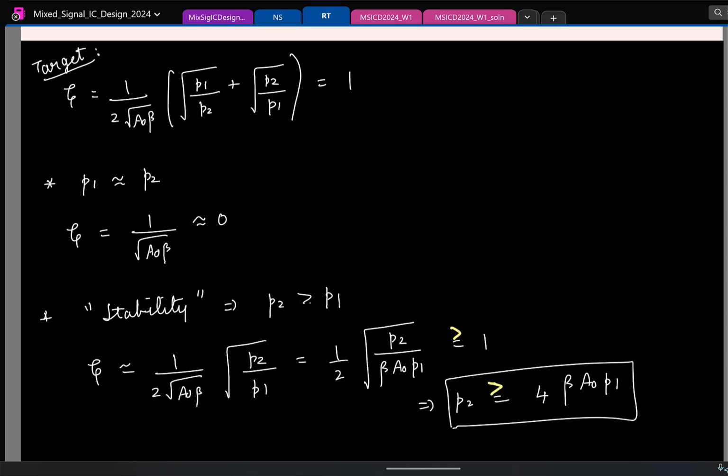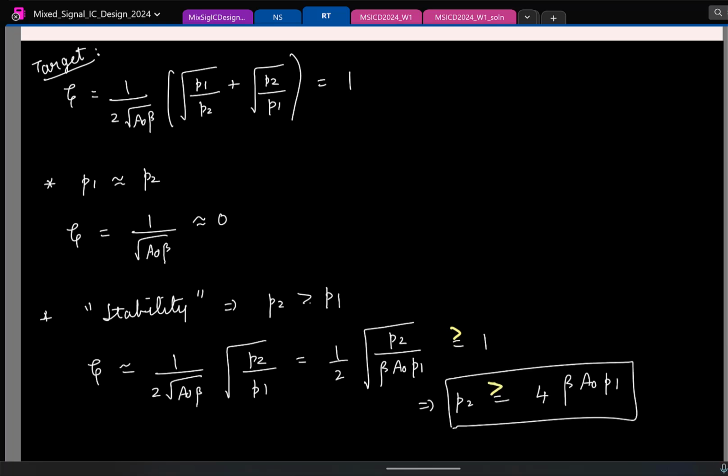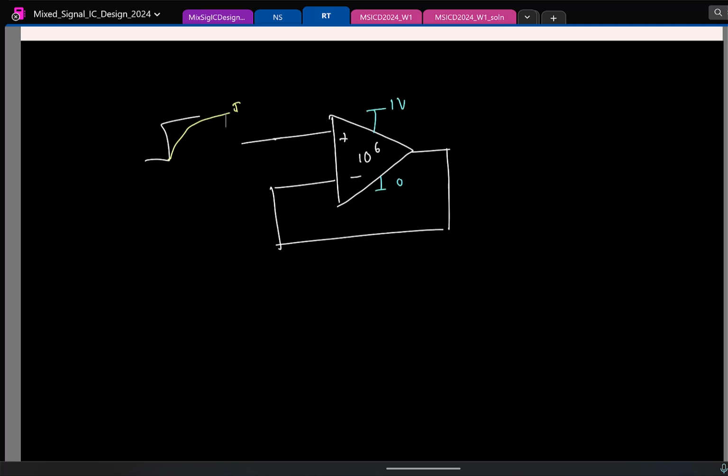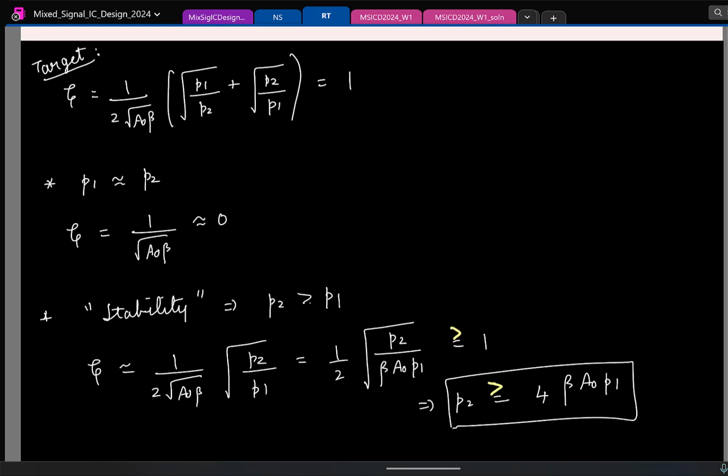Great. So let's just do one thing. So is this point clear? Cool. So now let's actually redraw our plots, right? Because earlier I randomly chose some P1, P2 when I started. Now I know that if I need to have something reasonably stable, my second pole should be greater than the first pole. So let's quickly redraw the magnitude plot.